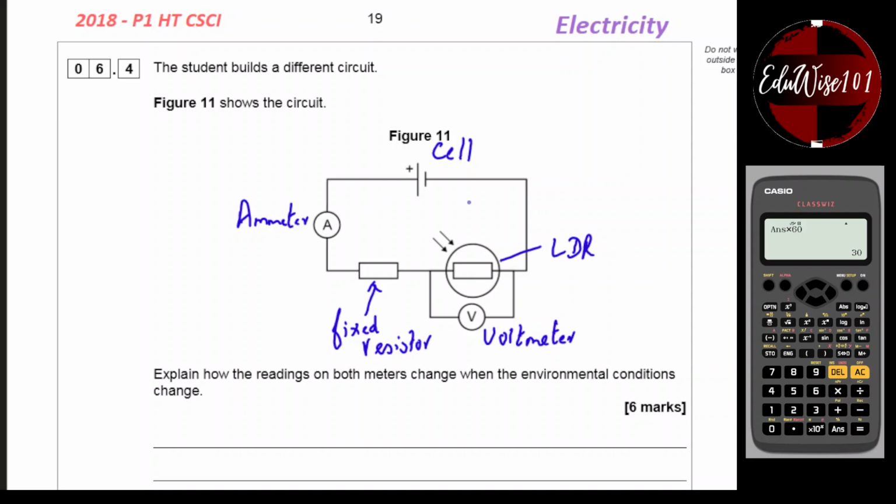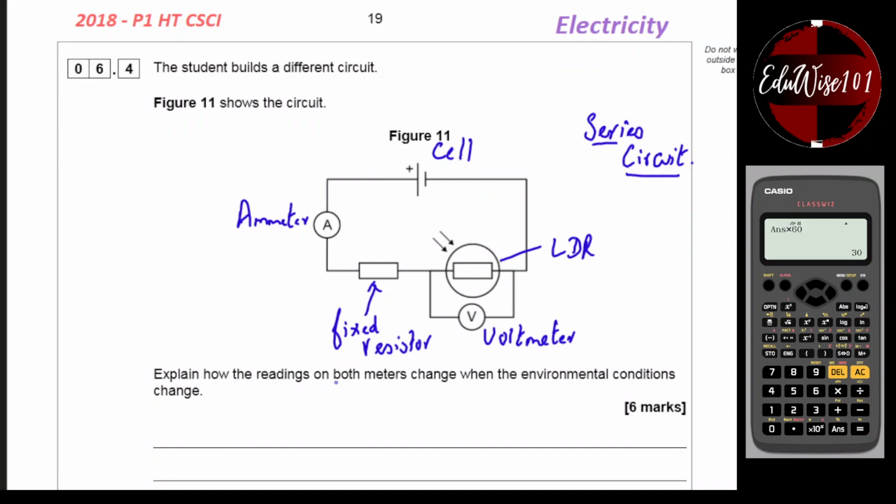Now this circuit is a series circuit. The voltmeter is connected to it in parallel, but it's a type of meter, so you don't actually consider that as part of the main circuit. So this is actually a series circuit with a fixed resistor and the LDR, where you have an ammeter connected in series to the circuit and a voltmeter connected in parallel to the LDR. Now, this is where it's important to remember what happens to the current and potential difference in a series circuit and a parallel circuit.